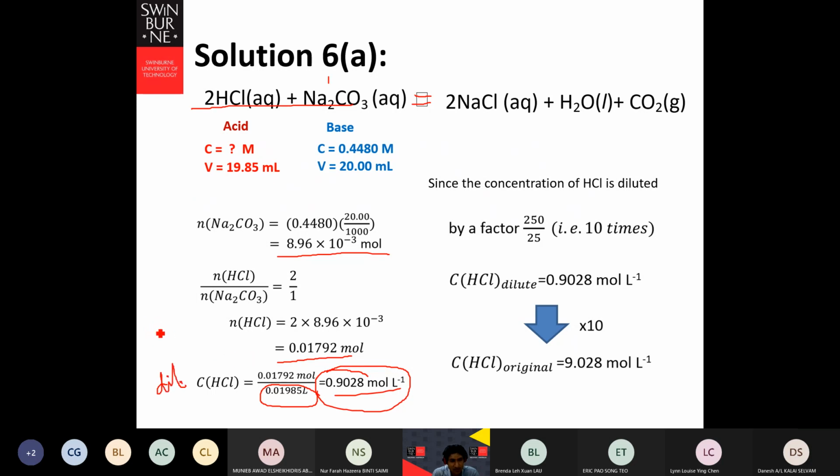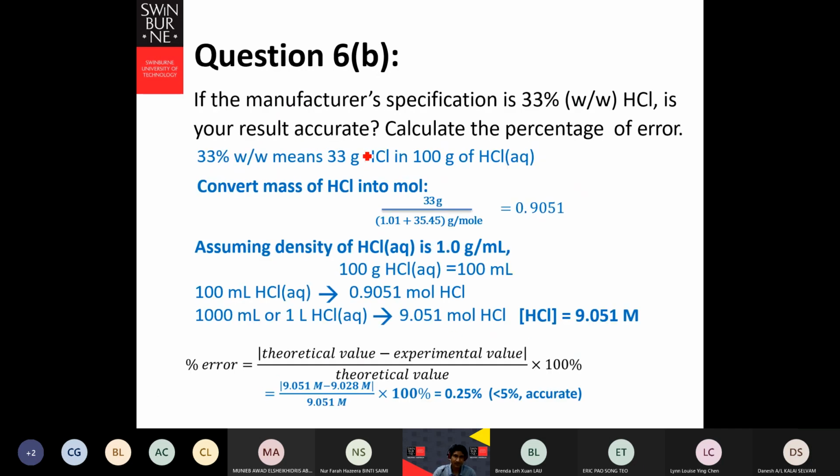But what will be in the undiluted solution? We know that it is a 10 times dilution. So if we multiply it by 10, we will get the actual concentration that was in the solution. So it is 9.028 moles per liter. And now it is saying the manufacturer specification is 33% weight by weight of HCl, weight by weight fraction.